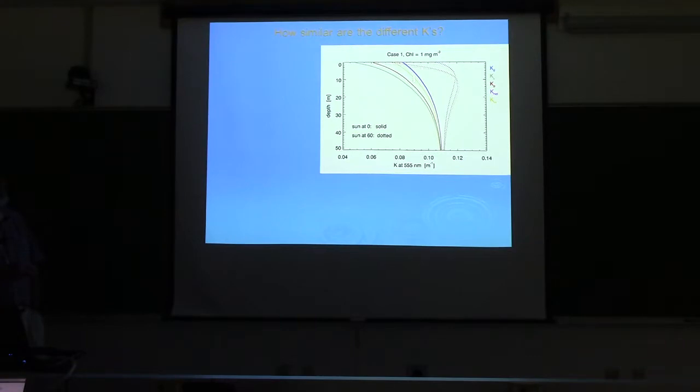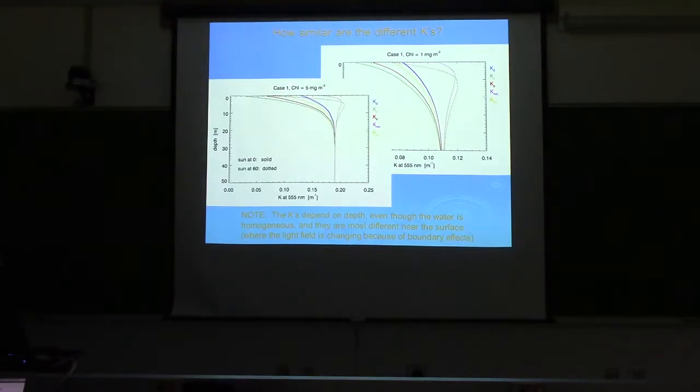And the variability is greatest near the surface. You can see the curves are kind of coming together with depth, and here at 50 meters there's very little difference in the different K functions, but at the surface it's sort of a factor of 2. Here's another plot where I put the chlorophyll of 5. Once again there's kind of a factor of 2 variability at the surface, but down by about 20 or 25 meters they've all come together, and then they're all basically the same.